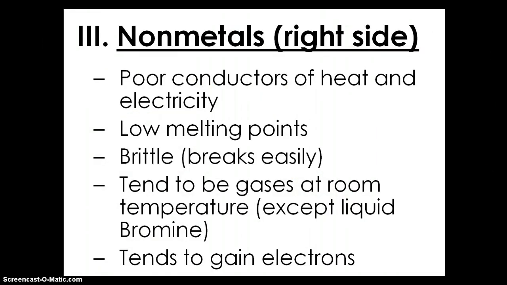All right, number 3. Your nonmetals are found on the right side of the periodic table. Some qualities and characteristics of nonmetals include being poor conductors of heat and electricity, so they don't conduct heat very well, which is good in some cases. For example, when you're cooking and you use a spatula that's made out of rubber, it's not gonna get hot and you won't burn your hands while you're cooking because it will not conduct the heat. They also have low melting points, meaning they can burn easily.